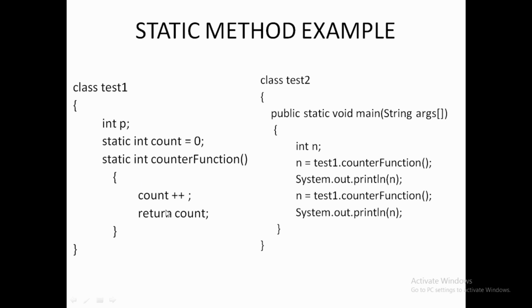Now outside the class where these static members are defined, as in the case here inside the test2 class, if we want to access a static member of any class, we can use the class name and dot operator. We need not create an object of the test1 class.